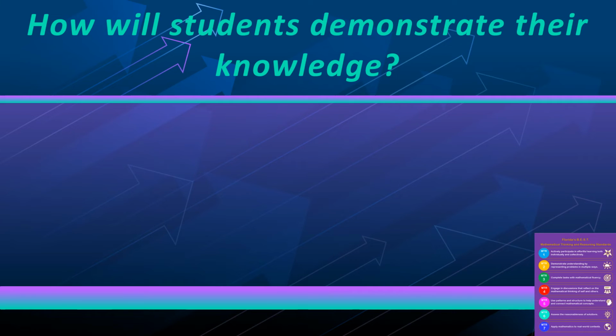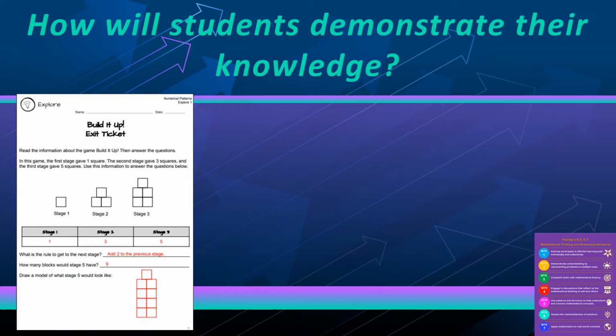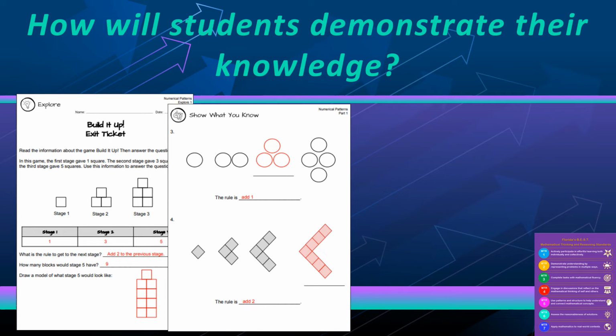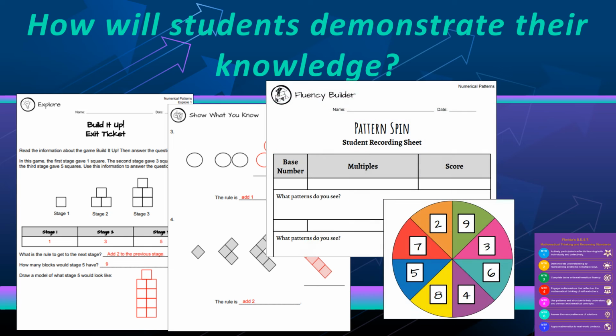How will students demonstrate their knowledge? Here are also some examples from STEMscopes where students will be creating and describing a pattern in this Explore activity. Students will be finding the missing part of the pattern, and this is in a Show What You Know. Students will also be using fluency builders. This one is a pattern spin where they can create and determine their own pattern.